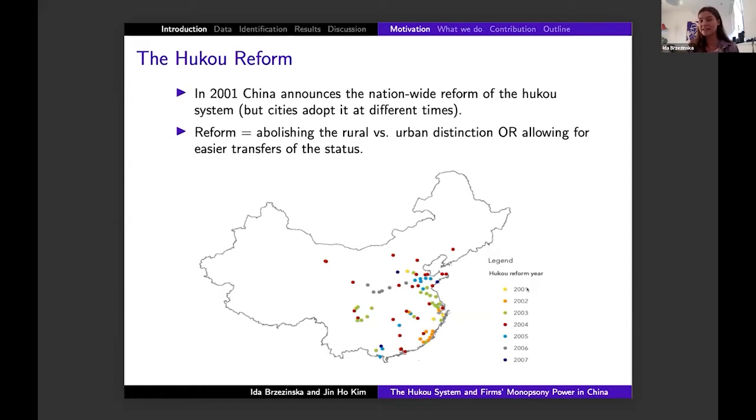And we identify 80 altogether that reformed the system. And when I say reform, that really means they either abolished the rural-urban distinction altogether, so it didn't matter, you could just access healthcare and education in the same way, or they allowed for easier transfers of the status, so there was less admin surrounding the process of transitioning your status.